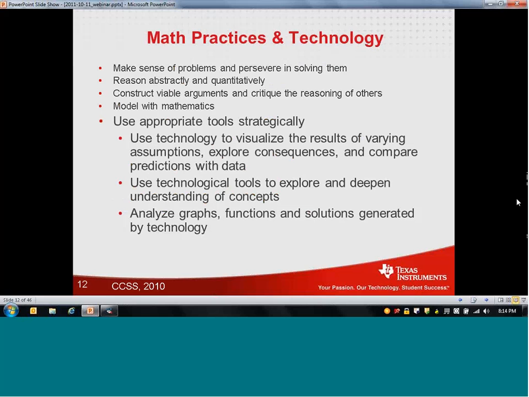One of them is the math practices and technology, using appropriate tools strategically. And if you think about what we were just doing, we were varying, exploring consequences, using our tools to explore and deepening understanding, and we were analyzing solutions generated by the technology. So technology has a unique role, particularly in this case, the interactive dynamic technology.